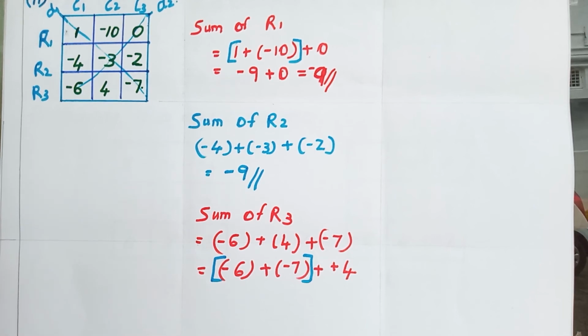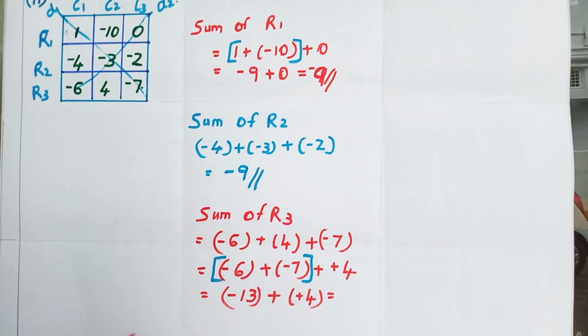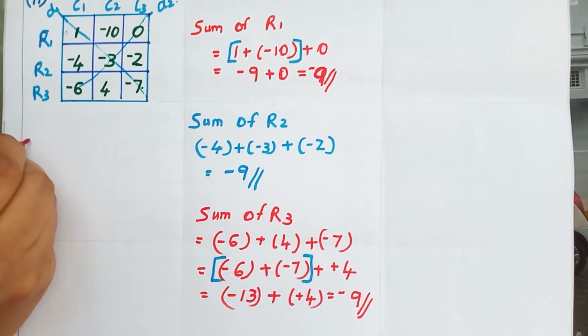We will be getting the answer as minus 13. Minus 13 plus remaining number is plus 4. Then the answer will be again, see, both are different sign. Just subtract both the numbers and give the sign of the greatest number. After subtracting these two numbers, we will be getting 9, and the sign of the greatest number is negative. So negative 9 is the answer.